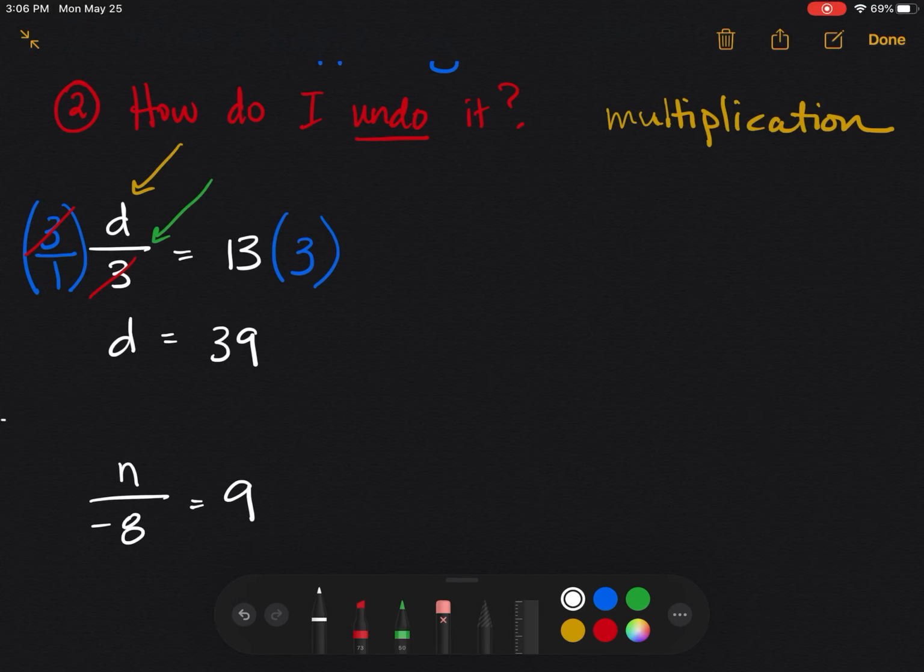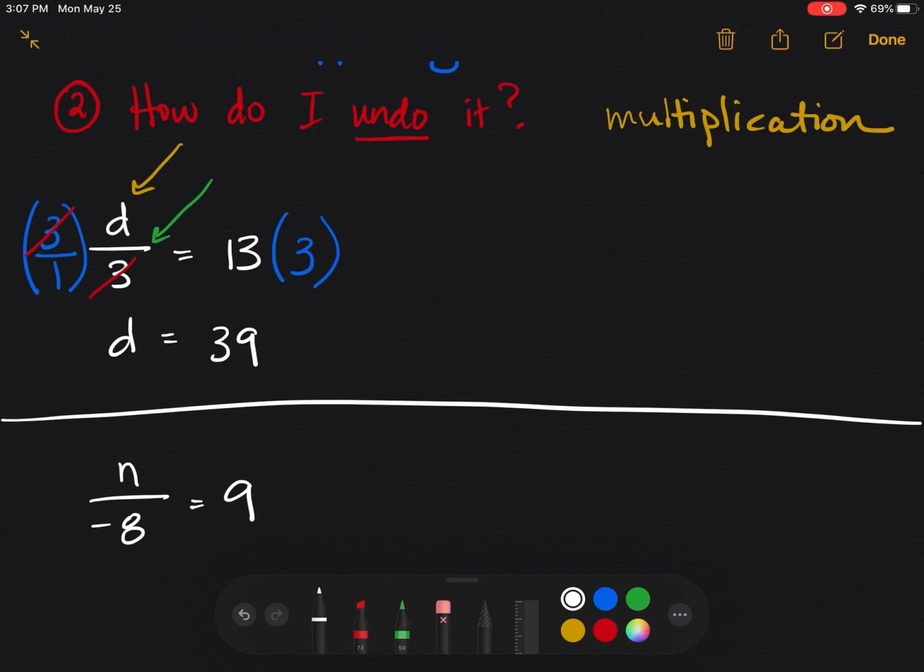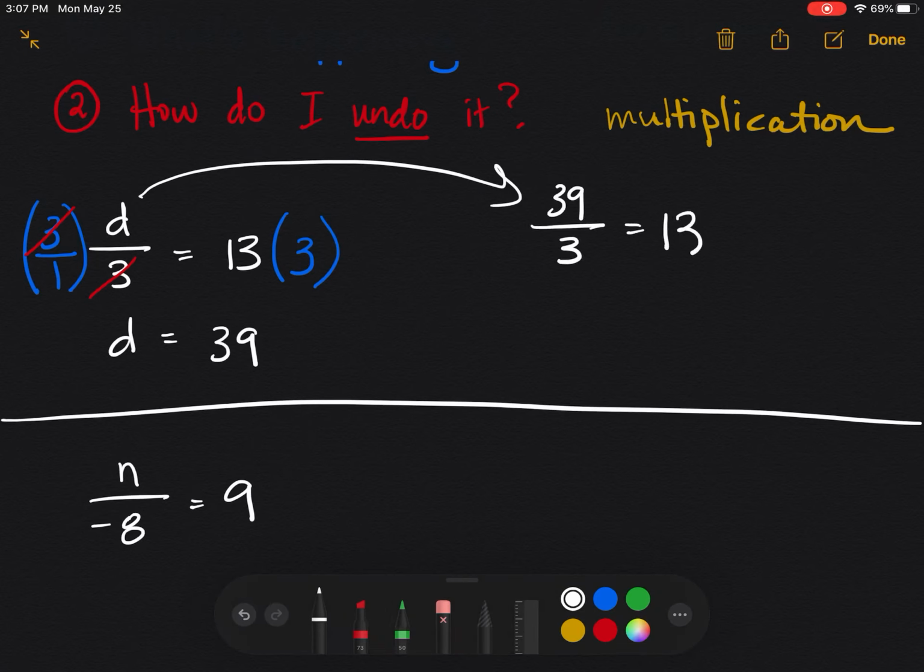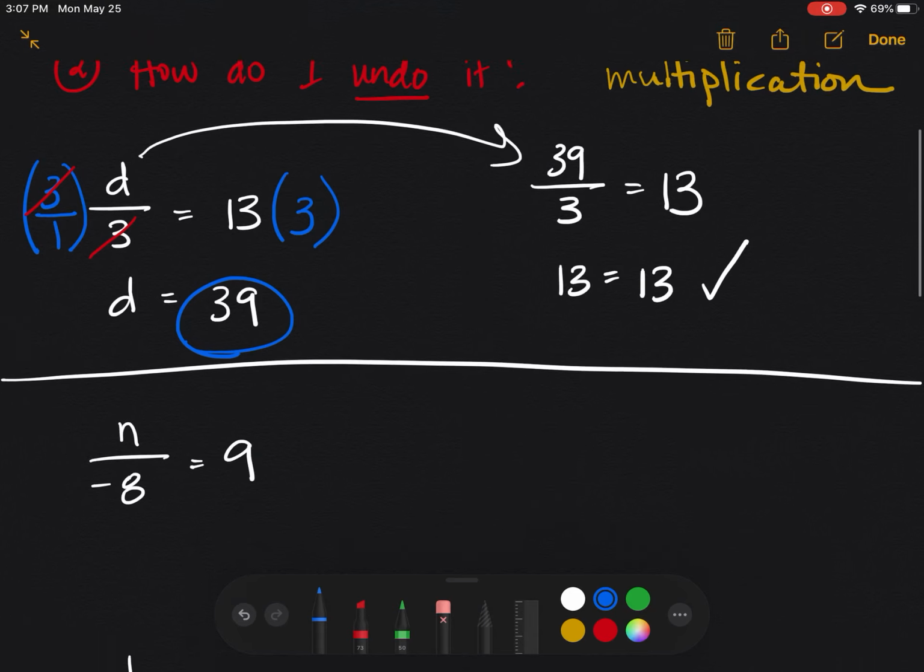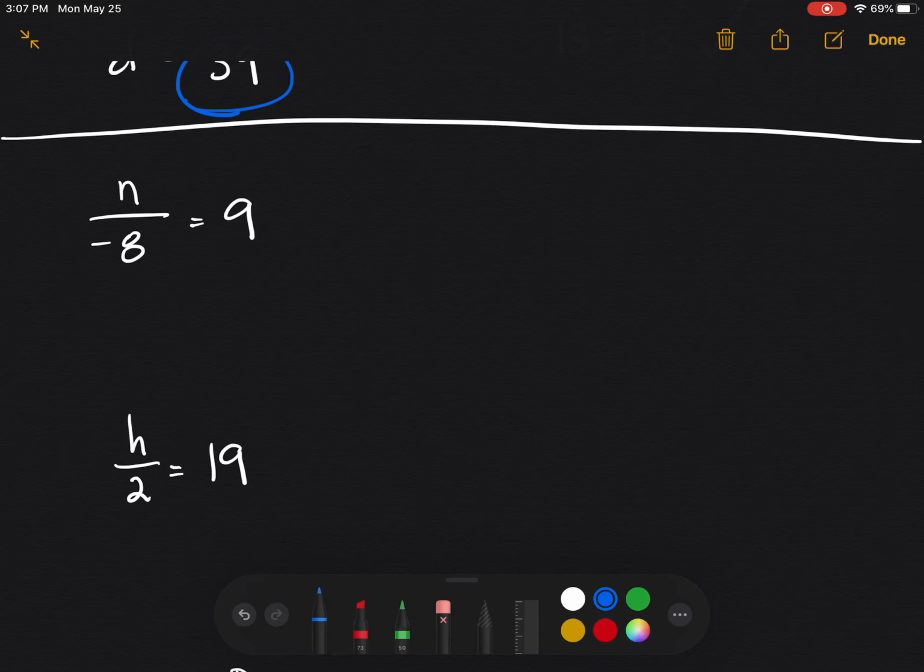So now I'm going to go to my check. I'm going to erase these just so it's easier to see. I'm going to plug 39 in for D. So I'm going back to my original equation and I'm putting 39 in for D over 3 equals 13. Okay, 39 divided by 3 is 13. 13 equals 13. Therefore, my answer must be 39. That's it. Okay, but we're going to take our time and be careful because sometimes we have negatives.